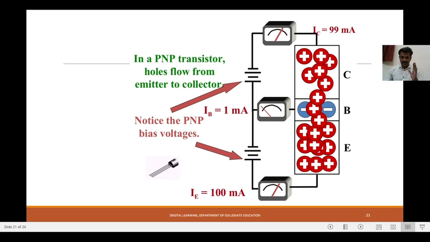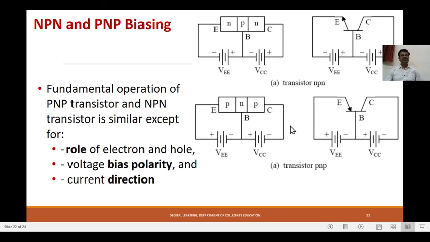Till now we have studied an NPN transistor. If you make it the other way, for a PNP transistor, the holes flow from emitter to collector. All the phenomena are the same except the polarities get reversed. In this biasing, you can see IE is 100 milliampere, IB is 1 milliampere and IC is 99 milliampere. Everything else is the same, only the polarity directions change. That means the holes flow from emitter to collector. Other than that, there is no difference.